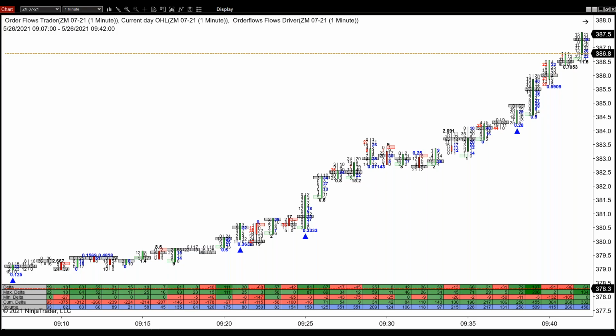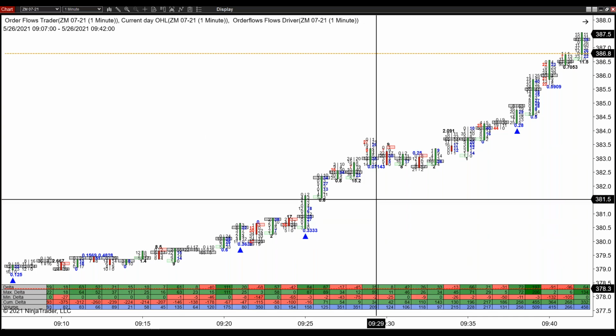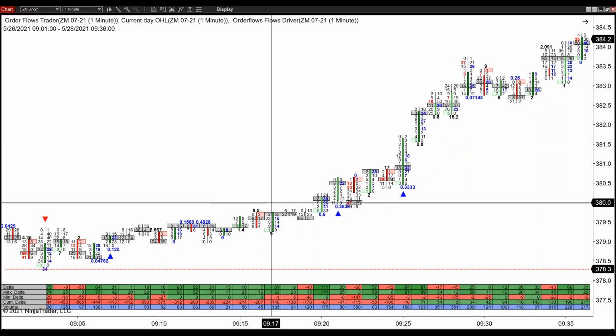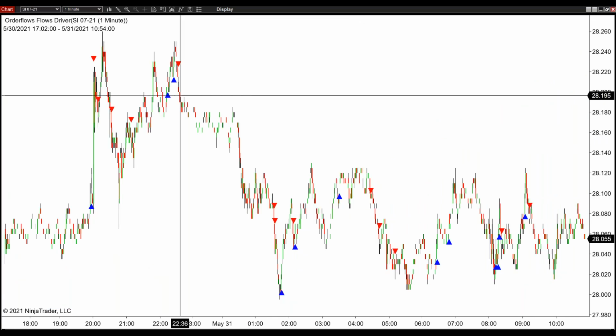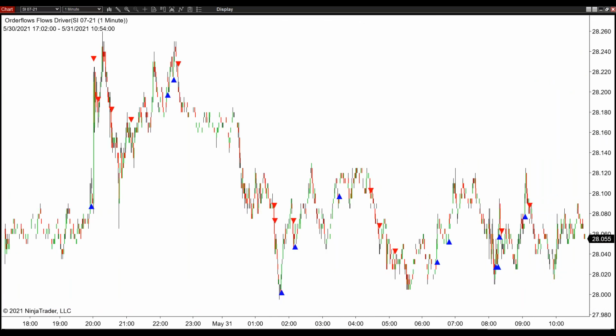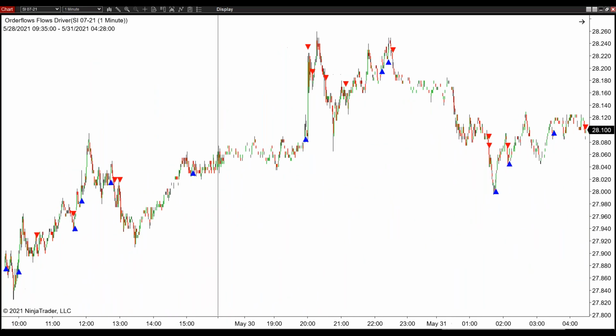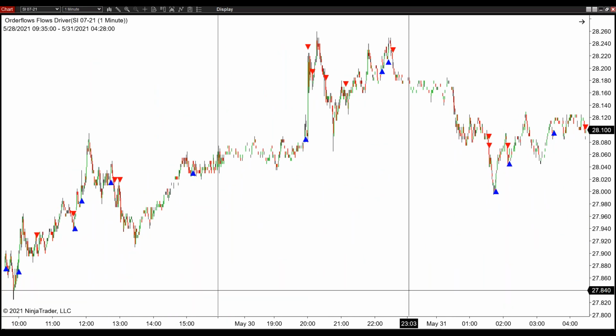It's the new indicator that I got. It's called the FlowsDriver. Let me find my screen here. And when you see these charts with the blue arrows and the red arrows, this is the FlowsDriver. And there are different settings.